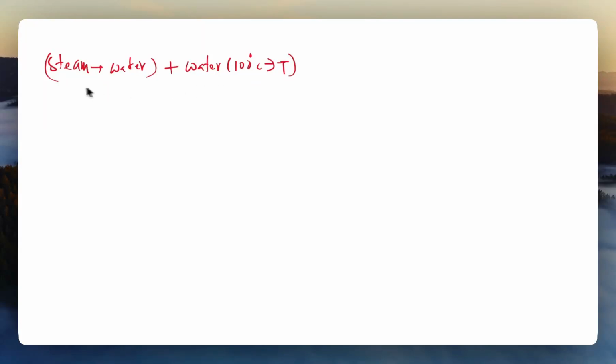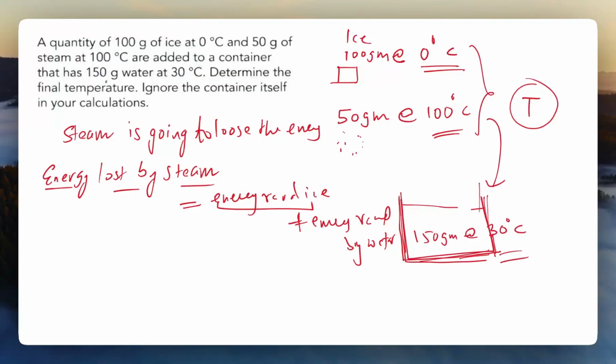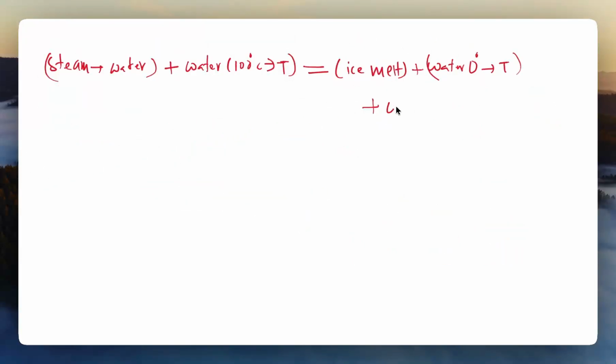In this process, both of them are going to lose energy, and that is going to be received by the ice. So first my ice is going to melt, okay? And that melted water, its temperature will increase from 0 degrees to T degrees Celsius. And third, the water which is already in the container, its temperature will also increase from 30 degrees to that particular T, right? And that is how my energy conservation looks.